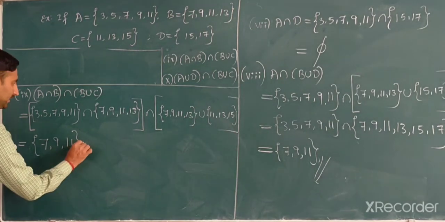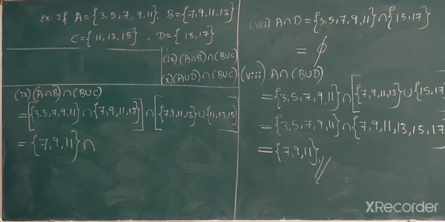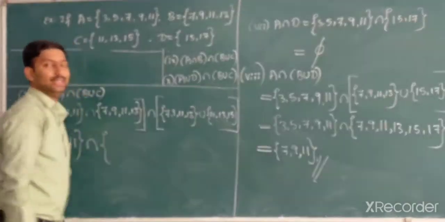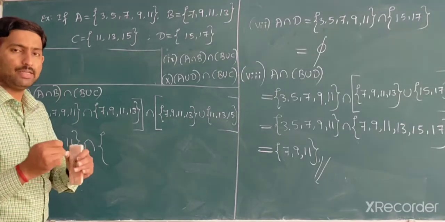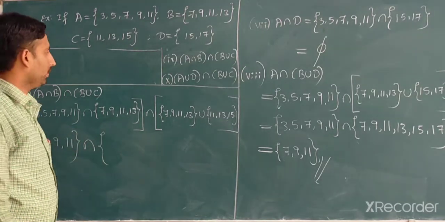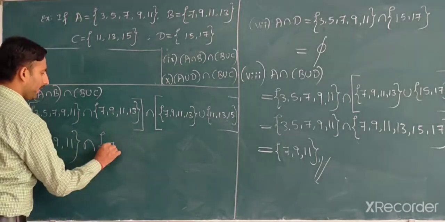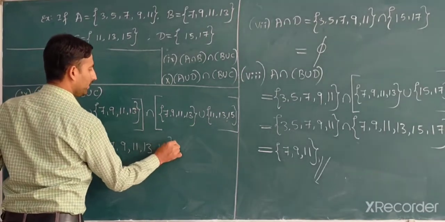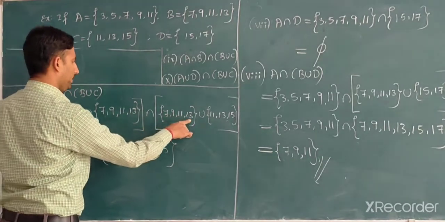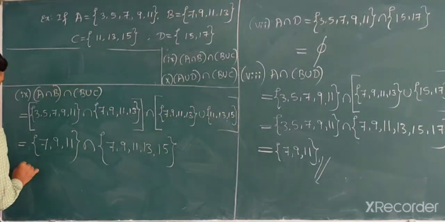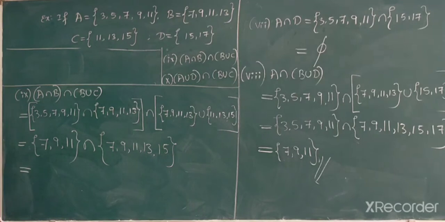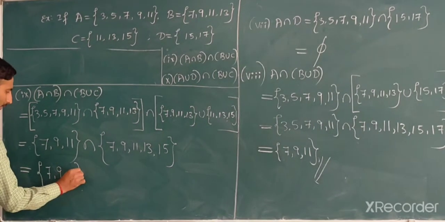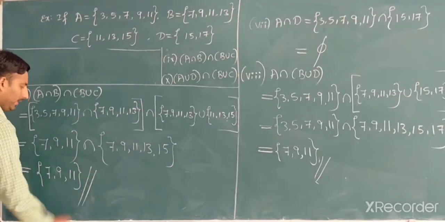After that, A intersection with B union C, which is nothing but what? We have to write in addition. The elements that are repeated, take one time. That is 7, 9, 11, 13, 15. Correct? Which is nothing but the common elements between both, which is intersection. Therefore, 7, 9, 11 is the final answer.